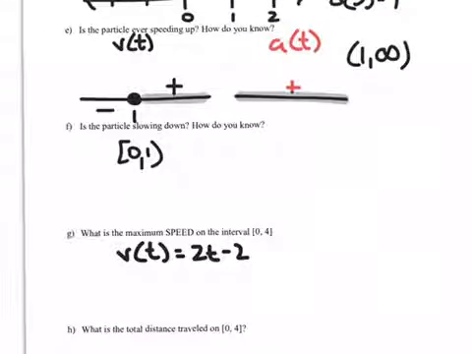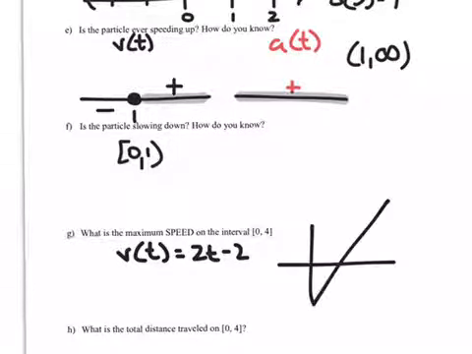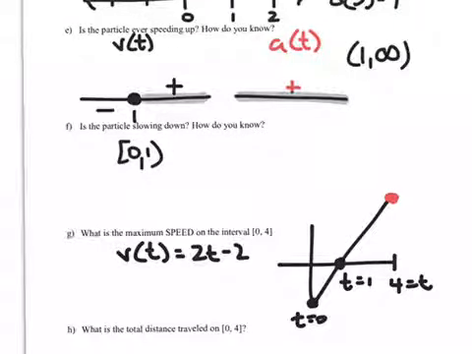Okay, so in part G it says, what is the maximum speed on the interval from 0 to 4? If I were to sketch this, our velocity function looked kind of like this. Our velocity was 0 at time t equals 1, and then we want to go out to 4 and back to 0. So t equals 4 and t equals 0. Well, I'm just going to test these endpoints, at time t equals 4 and at t equals 0, and then find the speed.